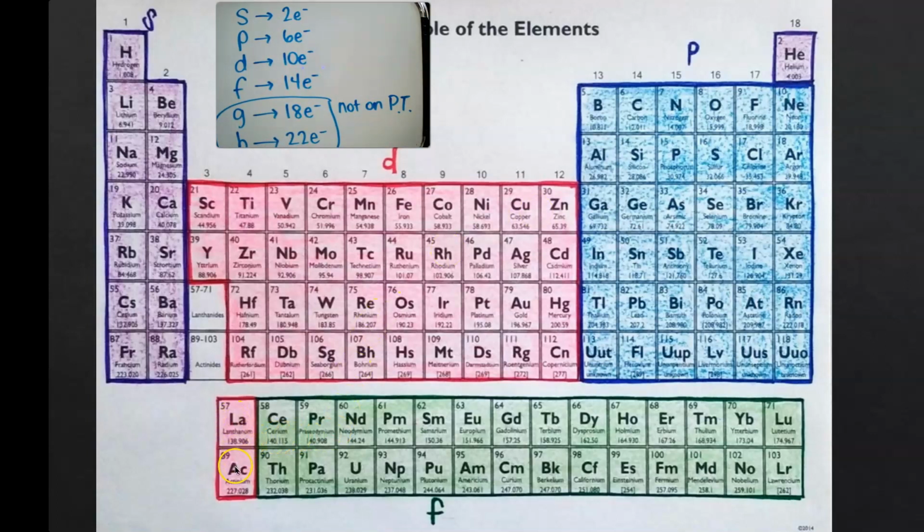These two, 57 and 89, actually belong as part of the D block. But if we start here and we count across with 58, 1, 2, 3, 4, 5, 6, 7, 8, 9, 10, 11, 12, 13, 14, no surprise here, 14 electrons in our F block. And so as we find the location, the column of the element in the periodic table, that will tell us the last exponent number of that orbital in the electron configuration.